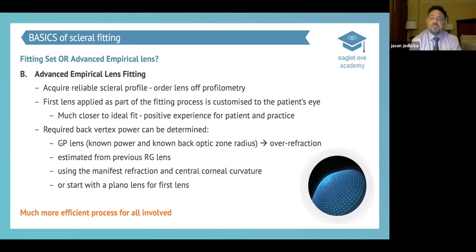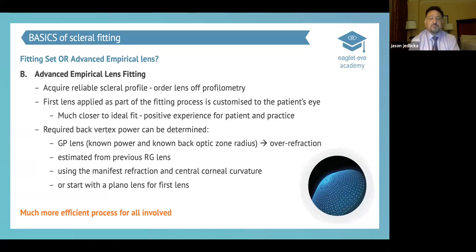So our patient's first experience with a scleral lens on their eye is going to be a relatively close fitting lens. It's going to feel better. It's going to be much closer for them to an ideal fit. And so again, maybe dispensable, maybe not, maybe require a little bit of adjustment to the prescription or fit.